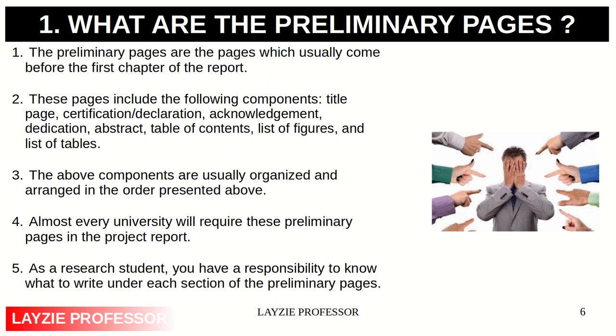And as a research student, you have a responsibility to know what to write under each section of the preliminary pages, and the easiest way to go about this is to get any of the previous reports written by past students and see how they wrote the preliminary pages. That can help give you ideas as to how you are also supposed to go about your own.